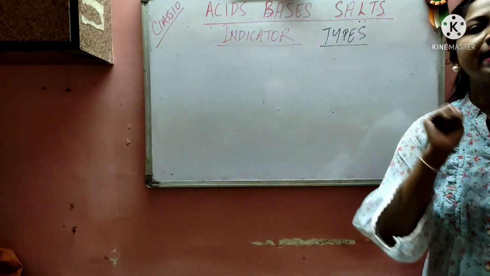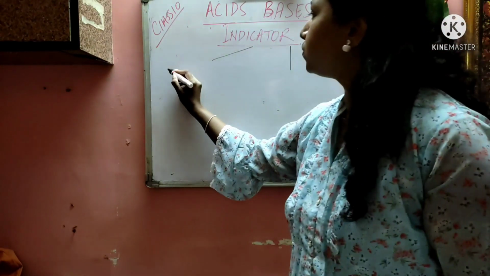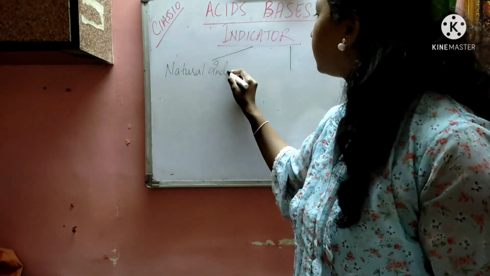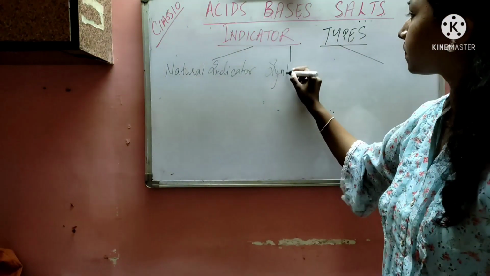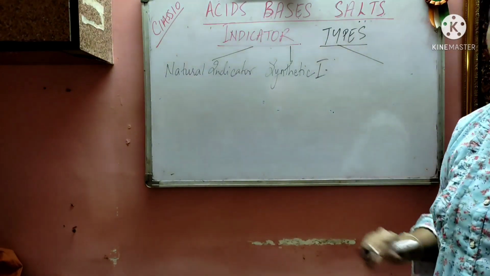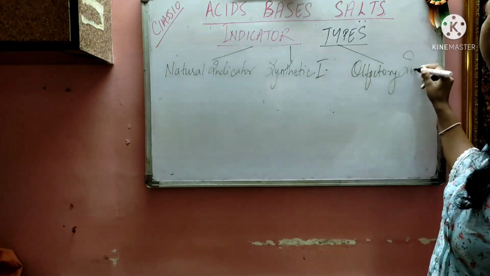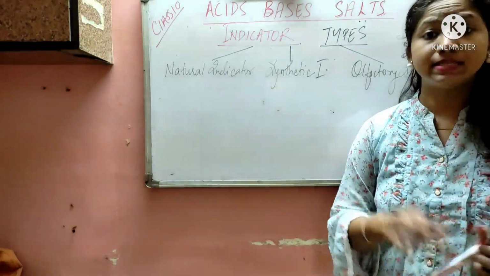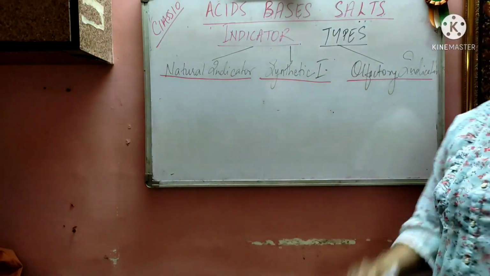There are three types of indicators, guys. The first one is natural indicator, the second one is synthetic indicator, and the third is olfactory indicator. So there are basically three types of indicator: natural indicator, synthetic indicator and olfactory indicator.